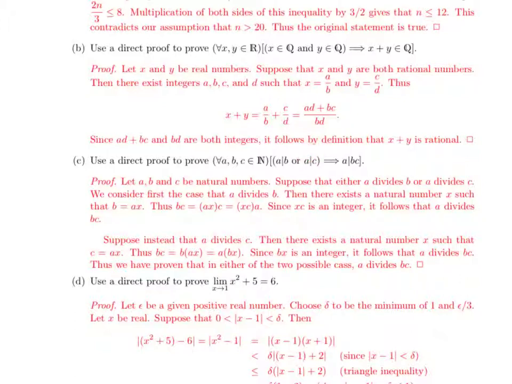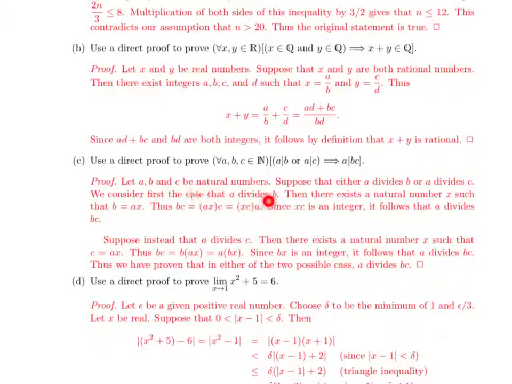So I say, let a, b, and c be natural numbers. Suppose that either a divides b or a divides c. And then I said, we consider first the case that a divides b. I could have also just simply written case 1 period, suppose that a divides b, but I chose to write it this way. So either is very readable for the reader.